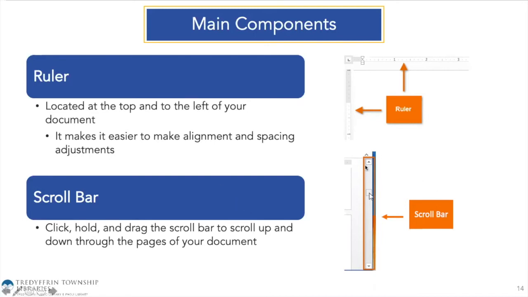Next is the scroll bar, which is always on the right-hand side. This is just like with any other window that has a scroll bar. You can click, hold, and drag the scroll bar to scroll up and down throughout the pages of your document. You can also use the up and down arrow keys on your keyboard or the page up, page down keys on your keyboard.